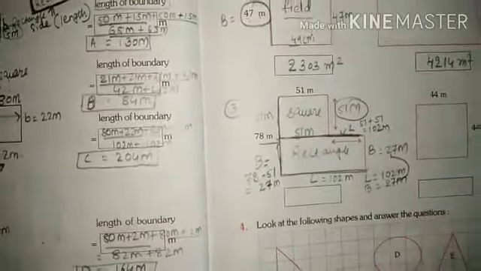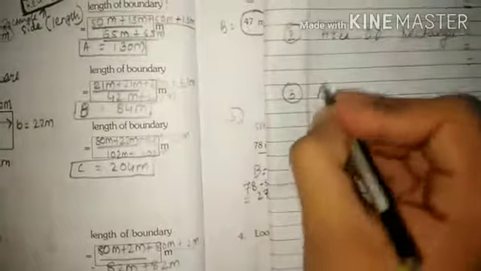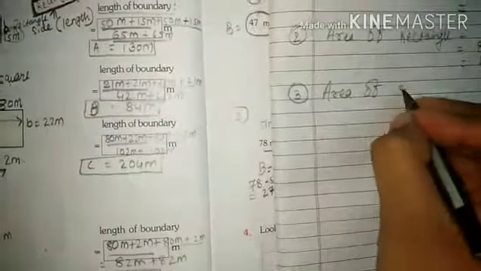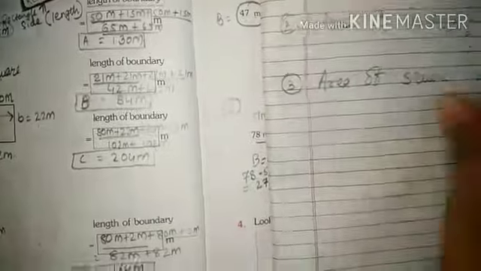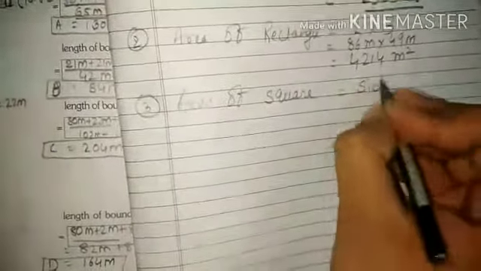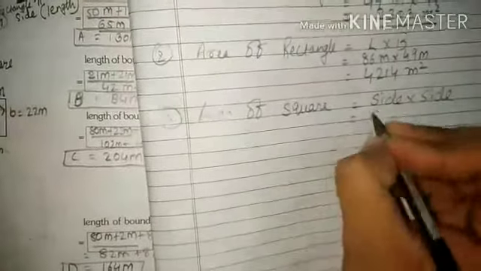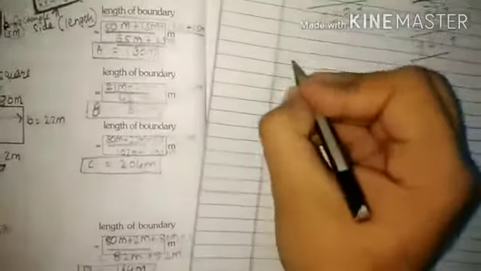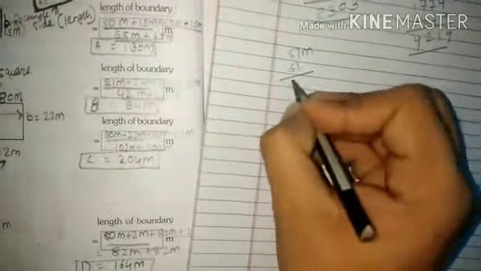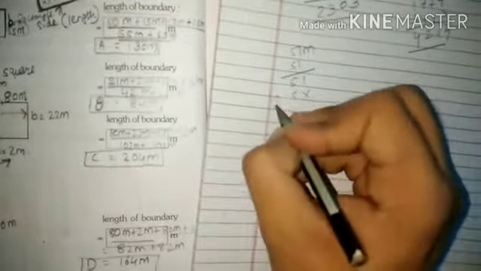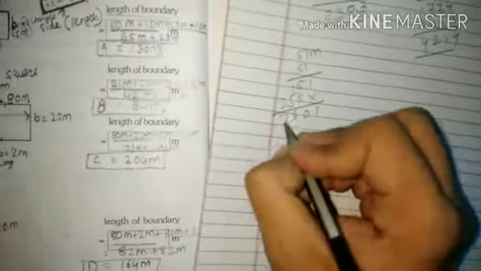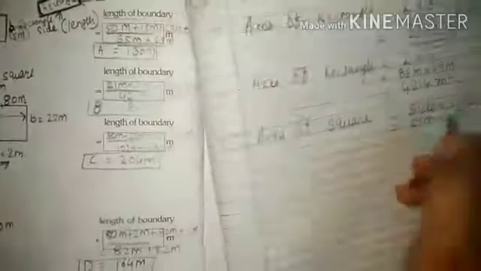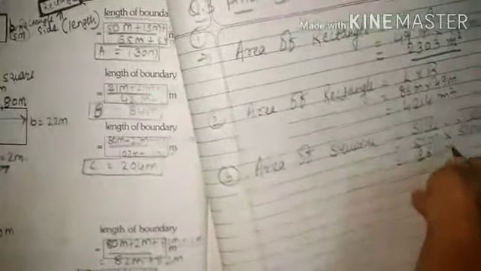Now we can take out the notebook here students to calculate the area of both the figures. Mark as 3, find the area of the square first. Okay students, so area of square, the formula is side into side. The side is 51 meter into 51 meter. Do the calculation for 51 into 51. 2601 meters square is your area for the square.